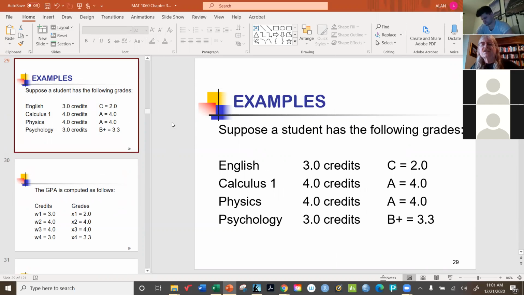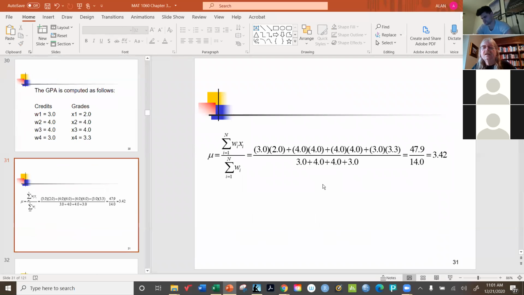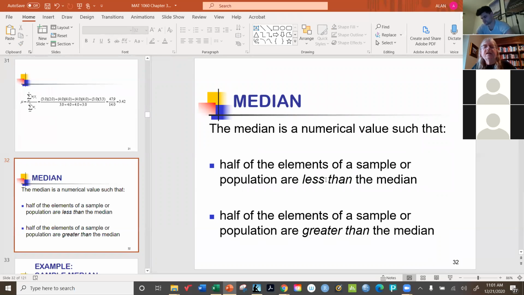So you would have been cheating yourself out of a GPA. In other words, your GPA would look lower than it really is. You're being rewarded for having a very high grade in the high credit courses. That's why this is happening. All right. Anyway, now let's look at the median. Finally, we get to do the median. Now the median is very different.